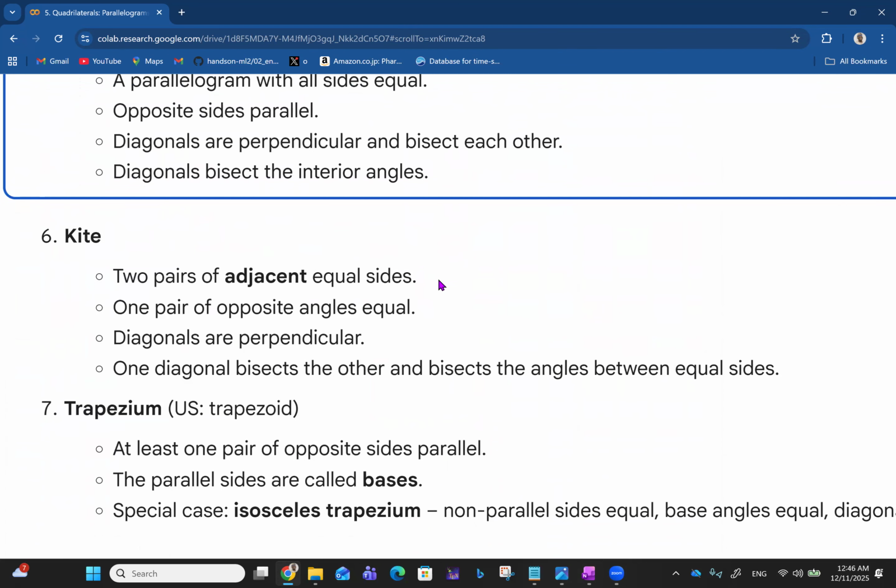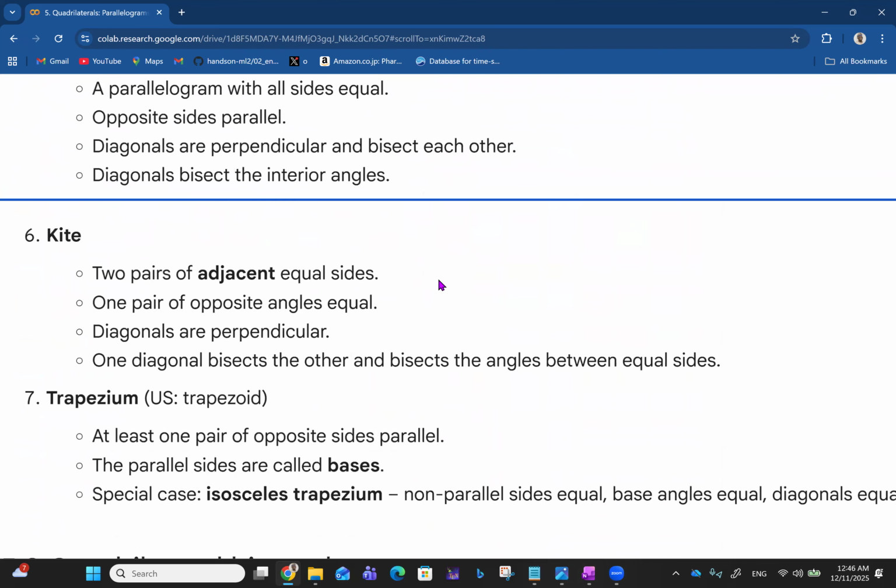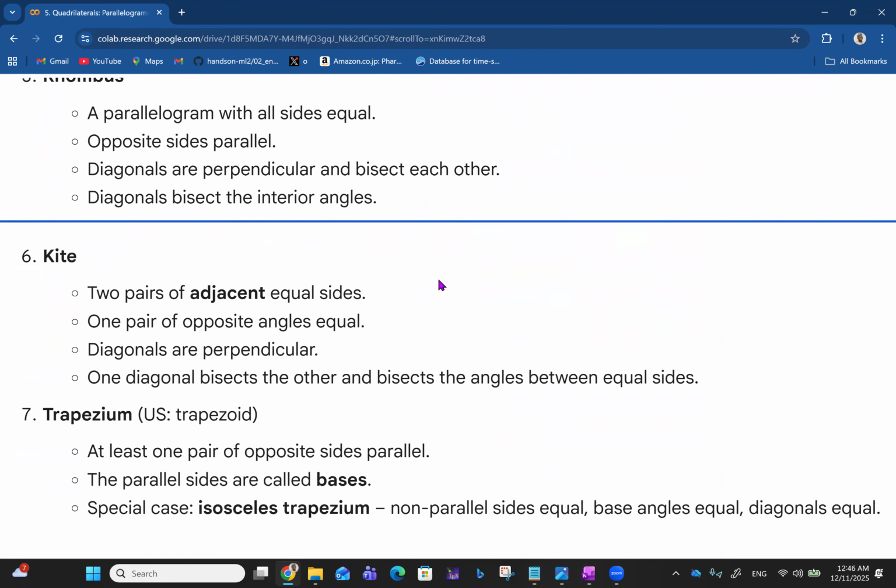Okay, then we can now have a trapezium. So in a trapezium, at least one pair of opposite sides is parallel. The parallel sides are called bases. Then we have a special case, which is an isosceles trapezium, where the non-parallel sides are equal. Then the base angles are equal. Diagonals are also equal, right?